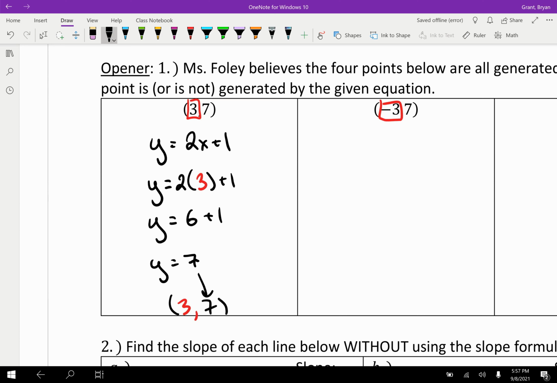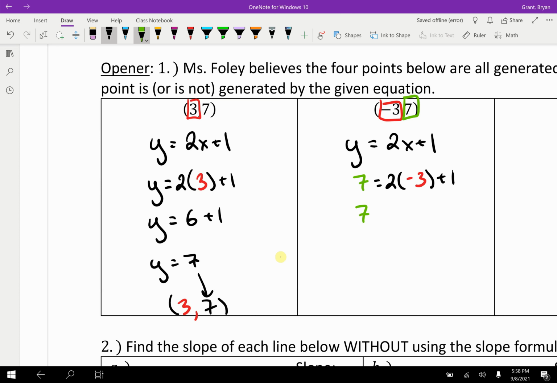Now, something else you could do if you wanted to do this a different way, y equals 2x plus 1, is we could say, well, we are inputting negative 3 into this equation, and we are getting an output of 7. So we could actually substitute 7 in for y as well. And then we can work through and see what we get.